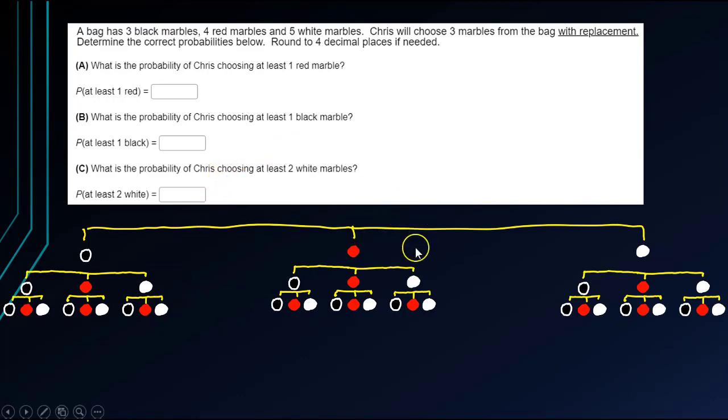So what's the probability of choosing at least 1 red marble? 3 out of the 12 are black, 4 out of the 12 are red, 5 out of the 12 are white.